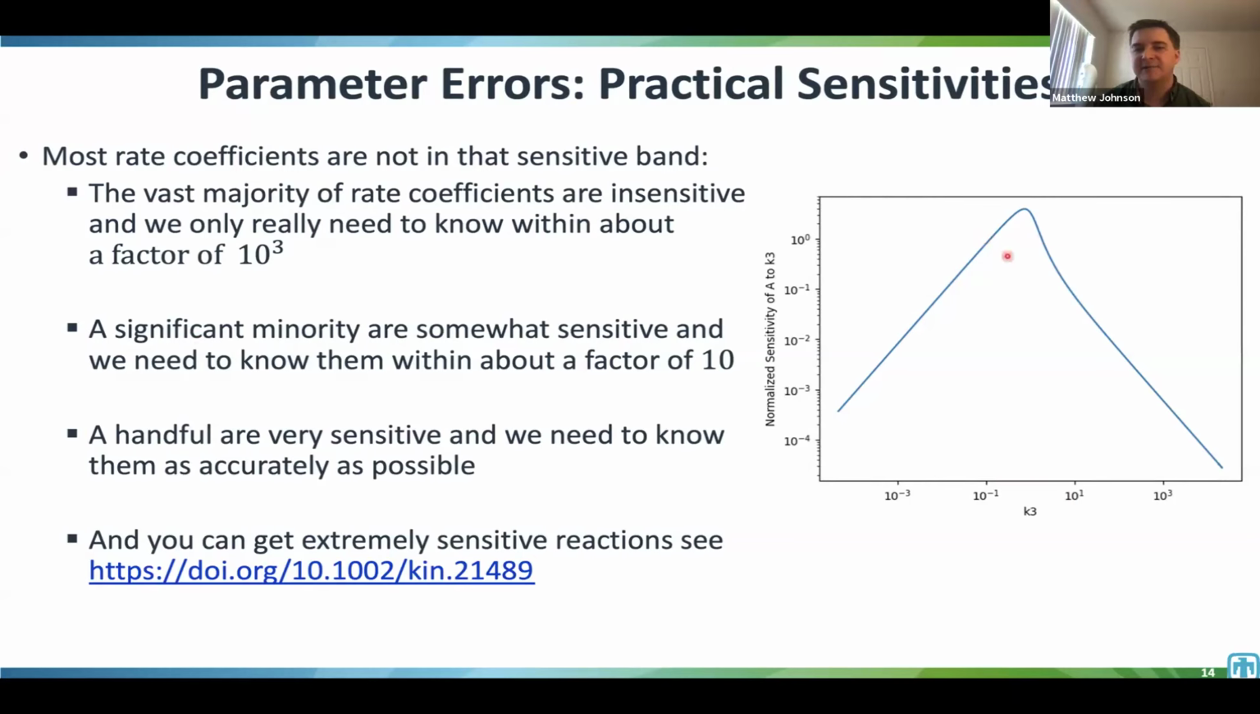Their uncertainties are going to put it where they could be very close to the peak, but their real value might be farther from the peak. And these ones we need to know within about a factor of 10 so that we know for sure that they're not close to the peak, essentially. And then there's usually a handful that are very sensitive. These ones are close to the peak, and we want to know them as accurately as possible. And there are some cases I've run into where you can get some really extreme sensitivities, some rather insanely sensitive reactions that are very close to this peak.